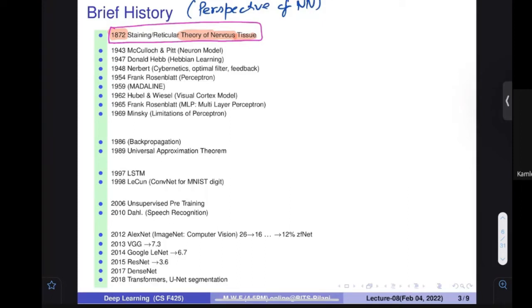The computational model was proposed by McCulloch and Pitts. Here the understanding was only that neurons are there and they are connected. But what is the relationship? How can we define it in terms of computation? This work was done by McCulloch and Pitts around 1943. And please remember this particular time.